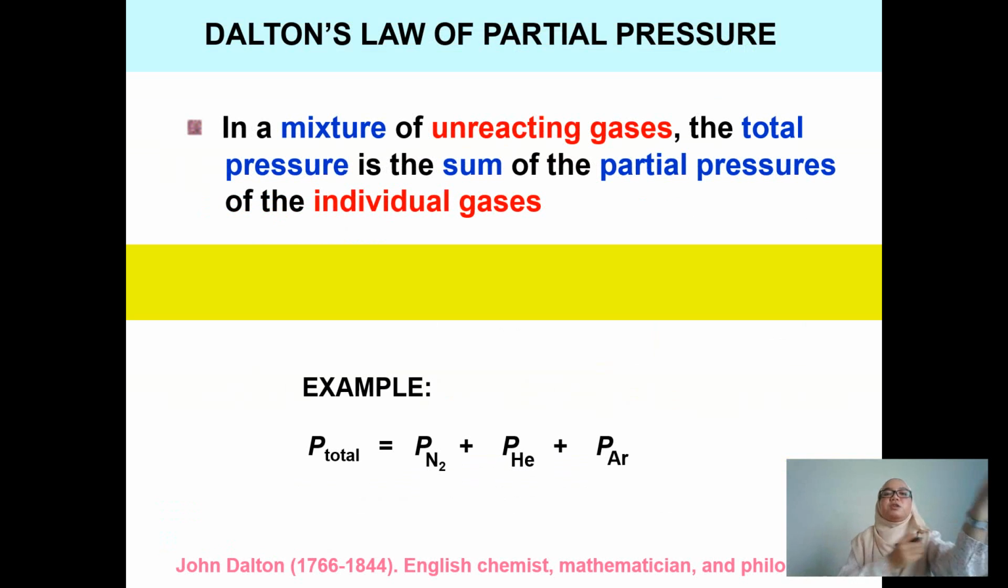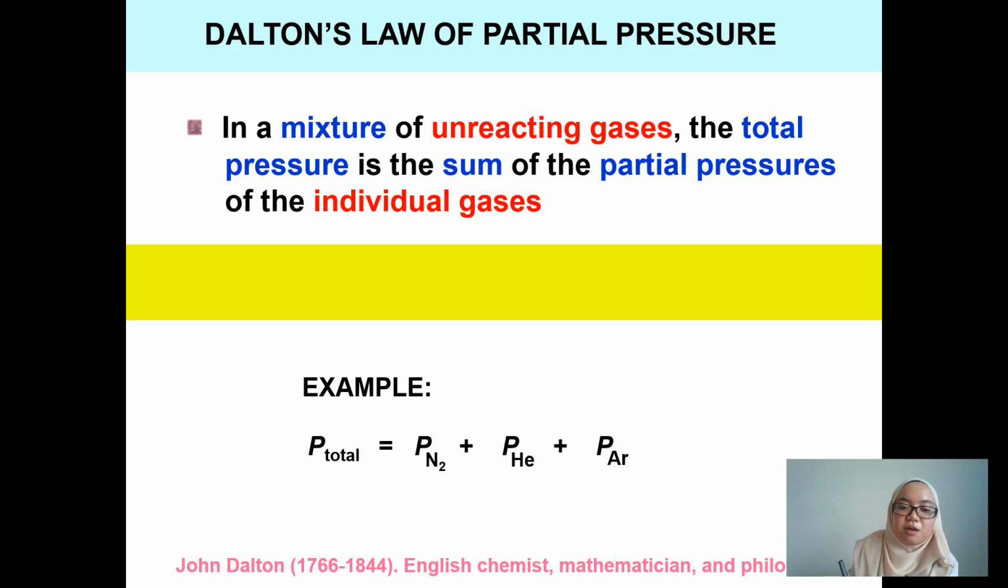So we're going to move into Dalton's law of partial pressure. What does Dalton's law of partial pressure mean? It says that in a mixture of unreacting gases, the total pressure is the sum of the partial pressures of the individual gases. This is for mixtures whose gases do not react with each other. Since they do not react, they are totally separate. So we can find the total pressure from each individual gas.